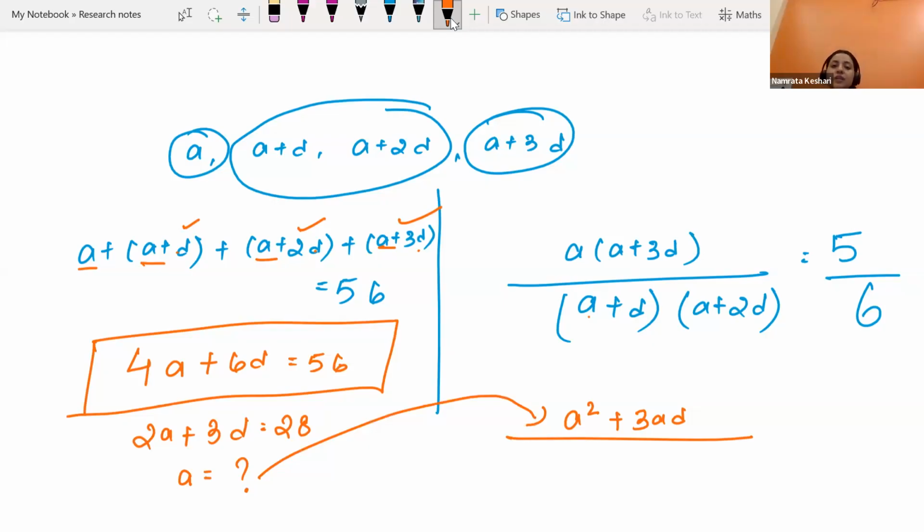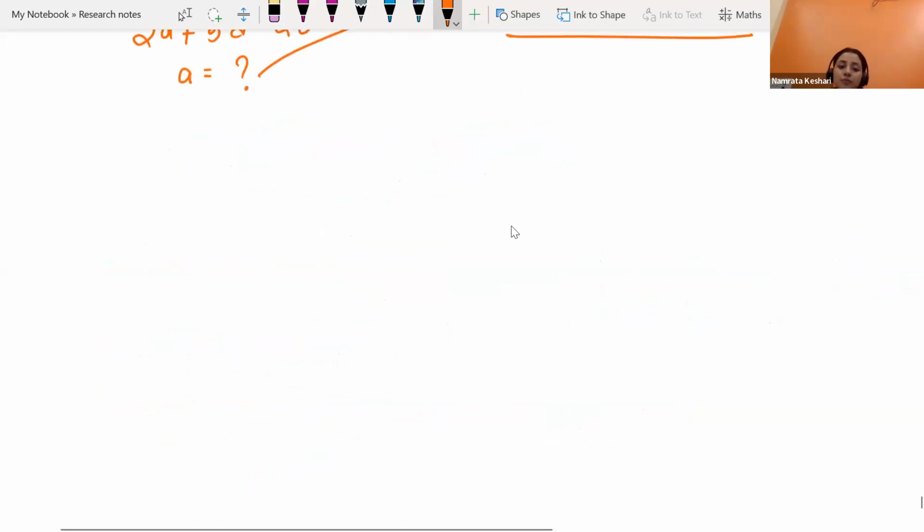That's why I am saying whenever the question says 4 terms are in AP, please don't take these 4 terms. You have to work smartly. You need to pick 4 such terms where the first equation will be simple, and the second equation also. Okay, so we will be choosing our 4 terms. A plus D, A plus 2D, A plus 3D, A plus 4D, A plus 5D.